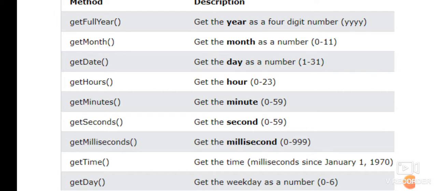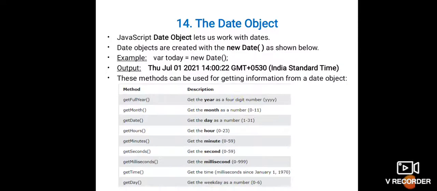Like this, it is going to display the different parts of a date. This is all about the date object.